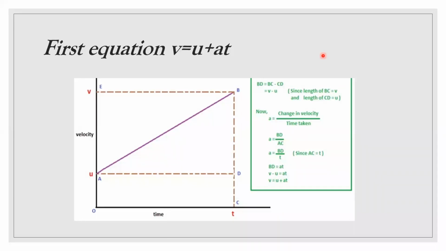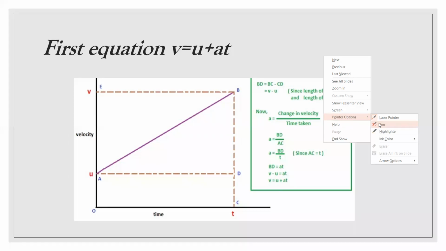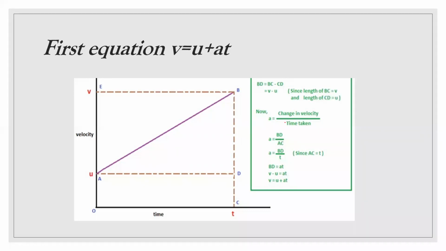Is this derivation clear, everyone? We know acceleration is change in velocity divided by time taken. Yes, I am explaining again. Change in velocity is from u to v. So what will be the change in velocity? v minus u. And what is the total time taken? From 0 to t seconds. So acceleration equals v minus u divided by t.